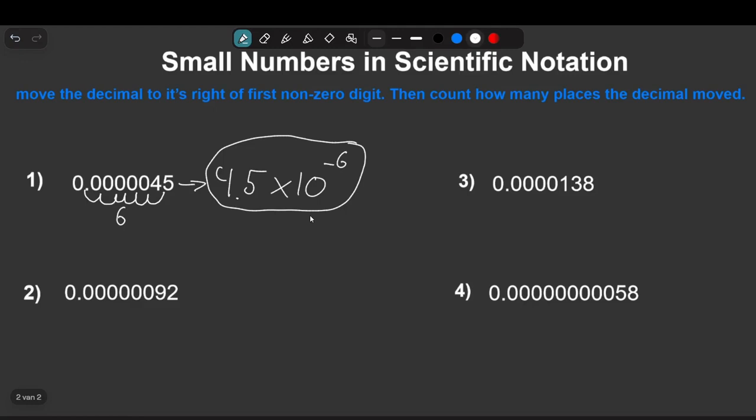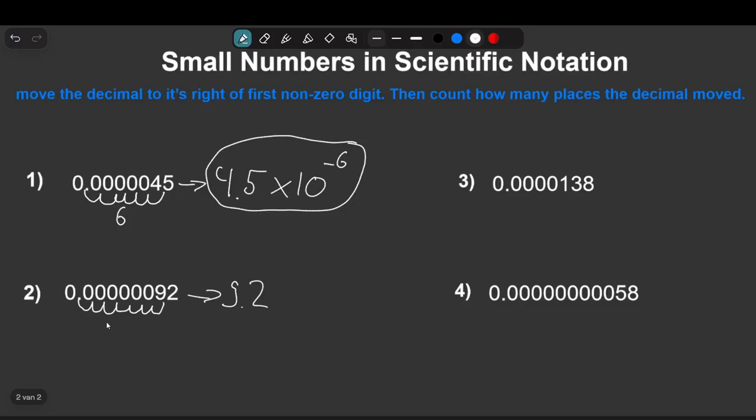So, now for the second example, we have 0.00000092. Again, we're going to do the exact same thing. We're going to move our decimal to the right of the first non-zero digit, which is this 9. So, let's start: 1, 2, 3, 4, 5, 6, and 7. Now we're going to rewrite our number with the decimal in between the 9 and the 2. So 9.2.